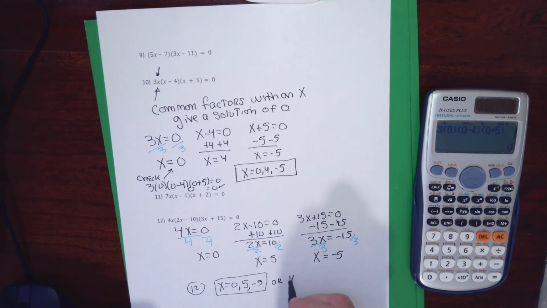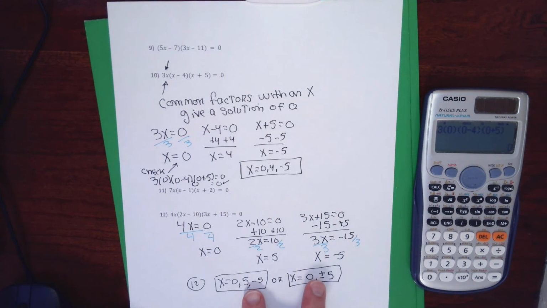Anytime we get the same number or the opposites of some number as an answer, there's another way to write my answer using a plus or minus symbol. These two have the same meaning. They mean the answers are 0, 5, and negative 5. A plus or minus symbol in front of a number means the positive and negative version of that. That I'm not going to check.